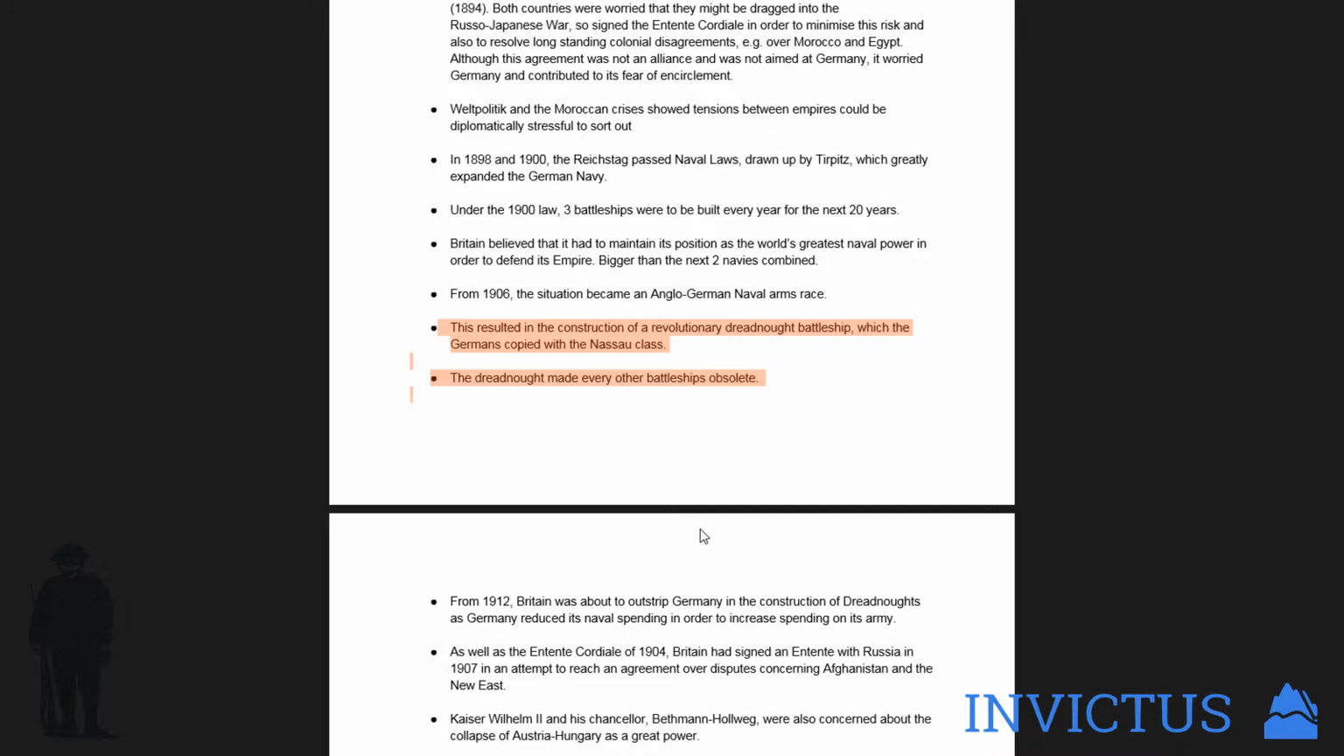So the Germans copied it with the Nassau class, SMS Nassau, also a very nice battleship. I have a fondness for battleships myself. Sorry.